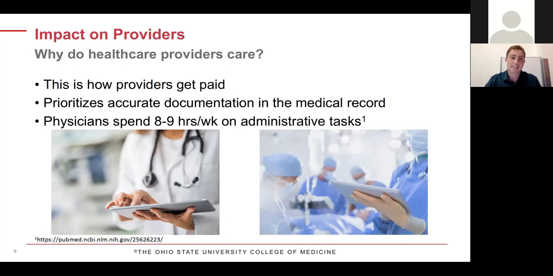And then lastly, I've got the citation down there too, but physicians spend about 8 to 9 hours a week on administrative tasks. So if you understand why you're doing it, you might be less likely to burn out on having to document every single time that, okay, this diagnosis code goes with this, and why am I even doing this? And now you have a better understanding of why all of this is important, and where the field is moving.